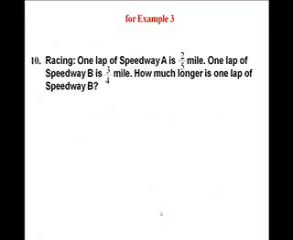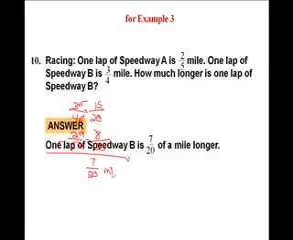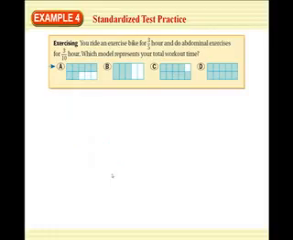Okay, racing. 1 lap of speedway A is 2/5 of a mile. 1 lap of speedway B is 3/4 of a mile. How much longer is 1 lap of speedway B? It's subtraction. 3/4 minus 2/5. So again, common denominators. Times 5, that's 15, times 4, that's 8. 15 minus 8 is 7, so it's 7/20 of a mile longer. There we go. So we're getting our common denominators. I want to see your common denominators.